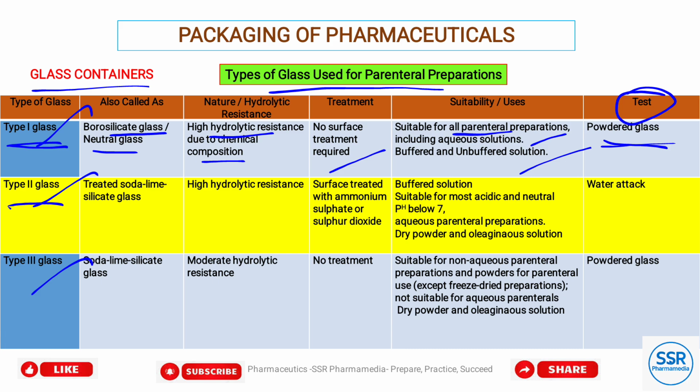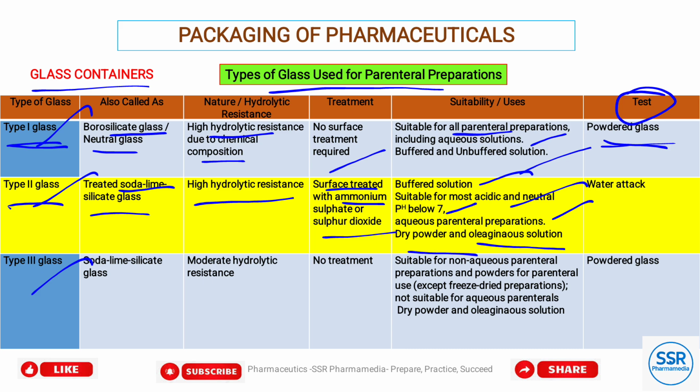Next is type 2 glass, treated soda lime silicate glass, with high hydrolytic resistance. It is surface treated with ammonium sulfate or sulfur dioxide, and it is mainly suitable for buffered solutions, acidic and neutral solutions with pH below 7, aqueous parenteral preparations, dry powders and oleaginous solutions. So make note, type 2 glass is mainly used for aqueous parenterals, dry powders and oleaginous solutions.